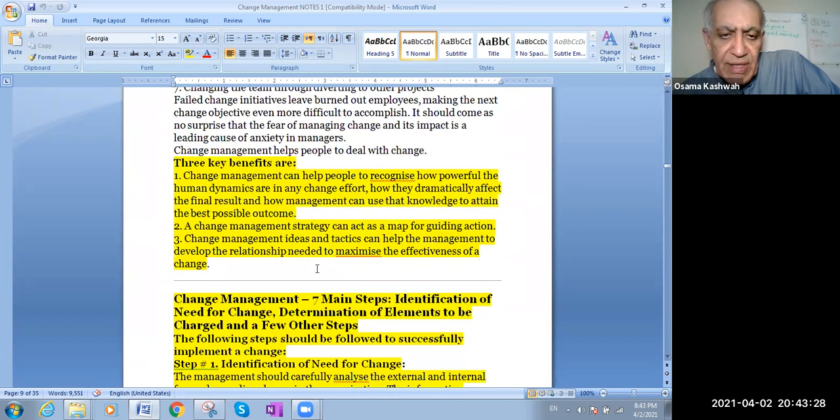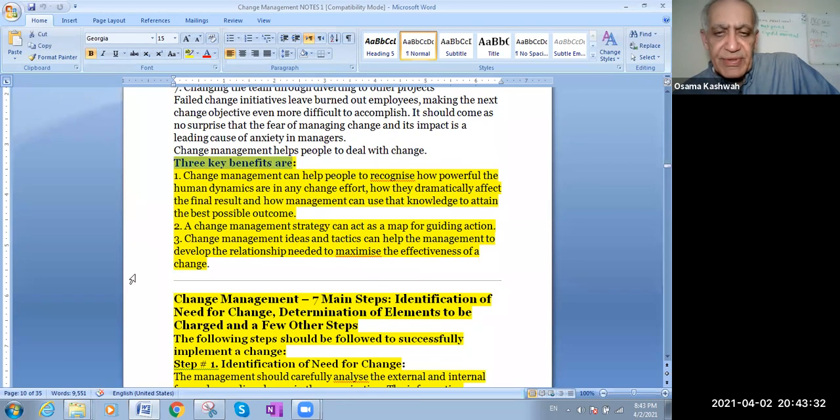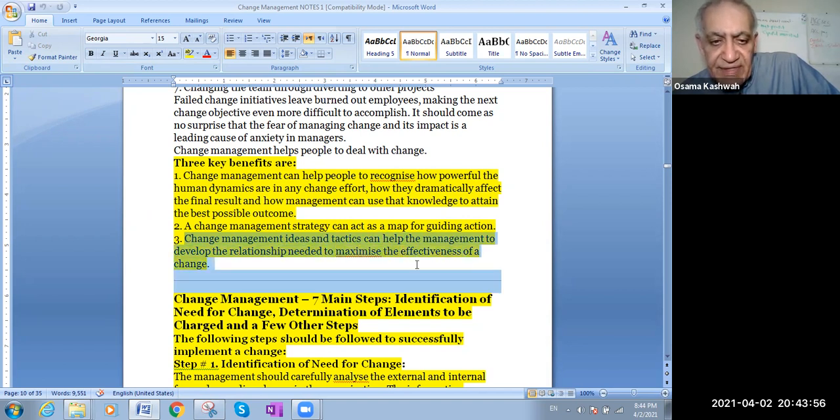We'll go to why change is important. Why is change important? Change management can help people to recognize how powerful the human dynamics are in any change effort. Change management strategy can act as a map for guiding actions. Change management ideas and tactics can help management develop the relationships needed to maximize the effectiveness of the change.